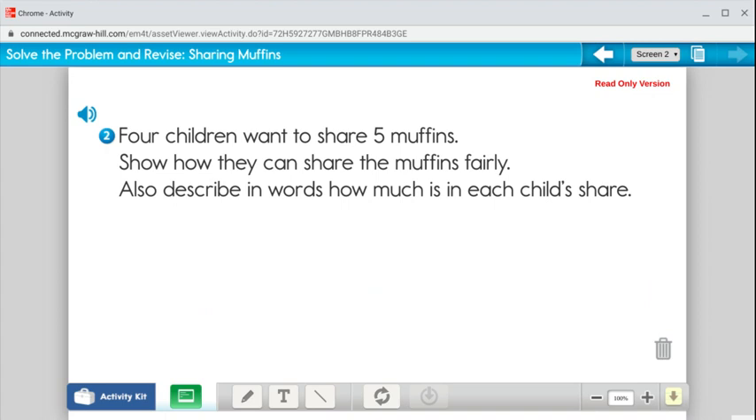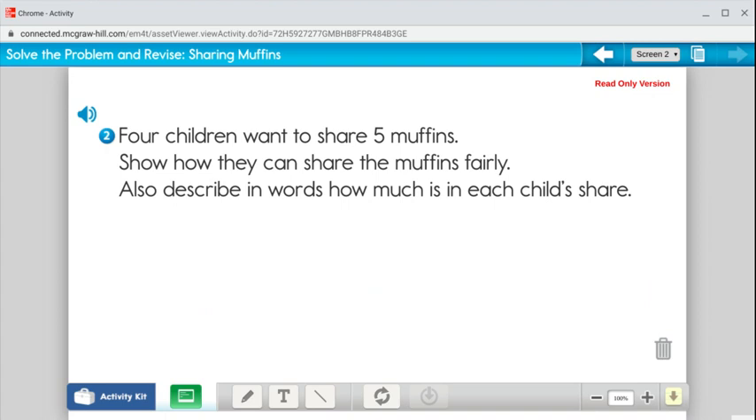All right, I'm super excited to see what you come up with. How are you going to split 5 muffins with 4 children? Remember what we did in the one before? Remember the different ways that we did it? I think that would help you. And remember, you can split the muffins into however many parts you think would work.